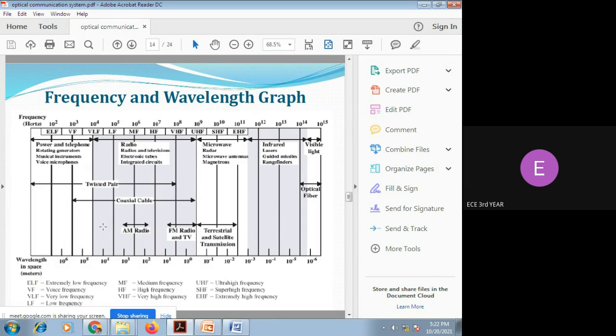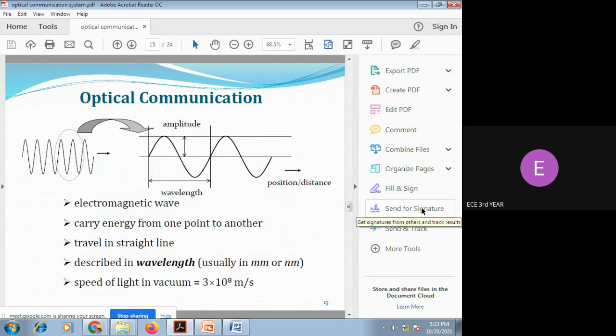These are the optical communication ranges. Infrared communication is used from 10 to the power of 12 to 10 to the power of 14. Visible light communication is 10 to the power of 14 to 15. Optical fiber is used in the range of 10 to the power of 14 to 10 to the power of 15 in frequency. It is the major advantage. It is the high speed while using optical communication.